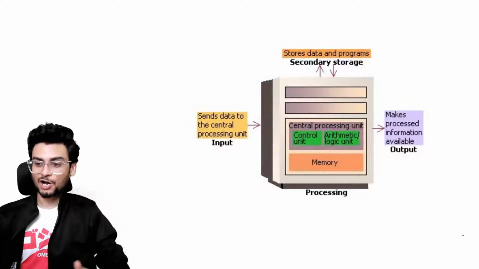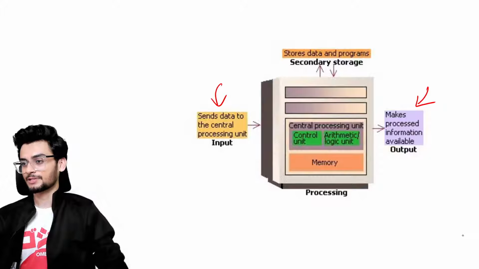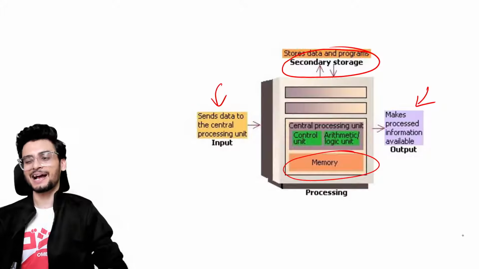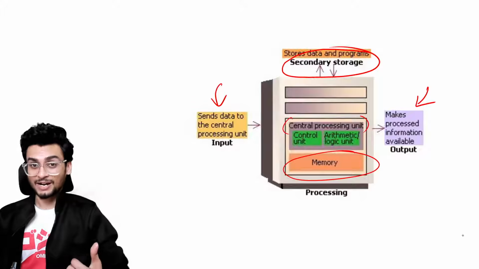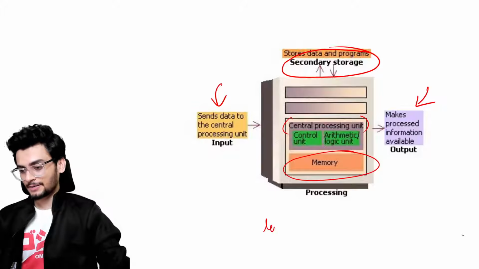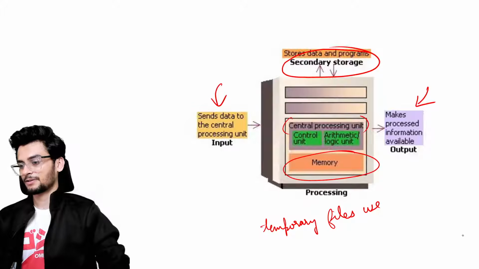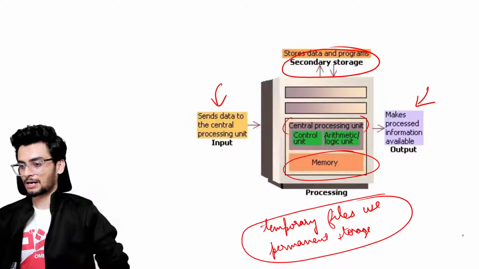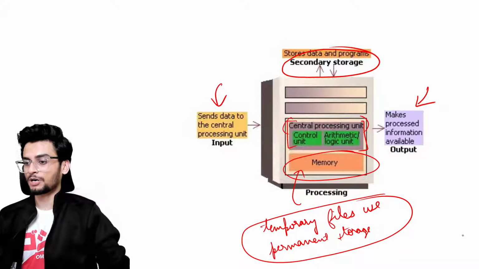Right. So till now what we have covered is what input devices are, what output devices are. हम लोगों ने secondary storage भी देखा, हम लोगों ने memory भी देखा. We had a brief idea about the central processing unit. Right. So now we know why memory is used. अगर आपको कोई टेम्परेरी फाइल्स यूज़ करनी है या फिर अगर आपको कोई परमानेंट स्टोरेज चाहिए, these things are stored inside your memory. आपका जो CPU है, it is a very important part for the CPU.